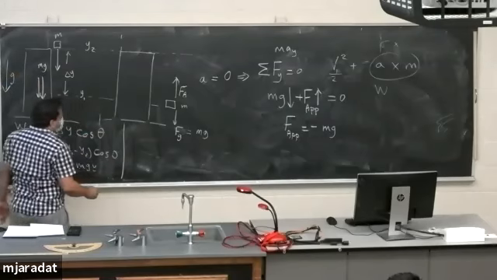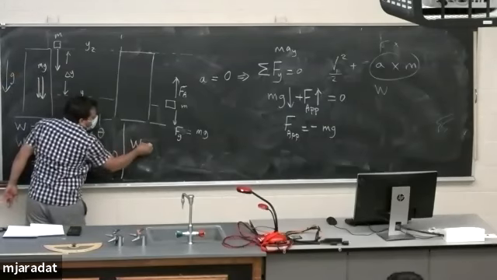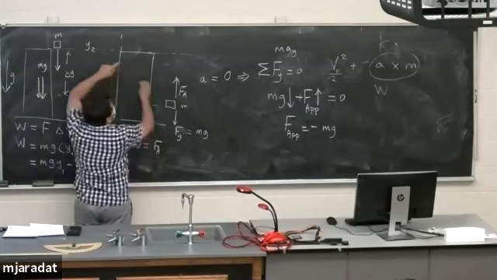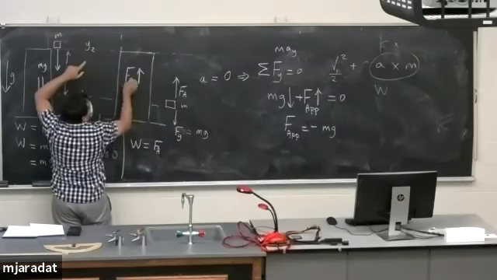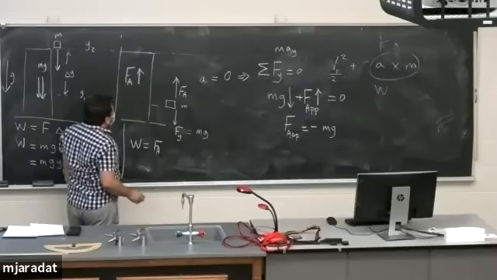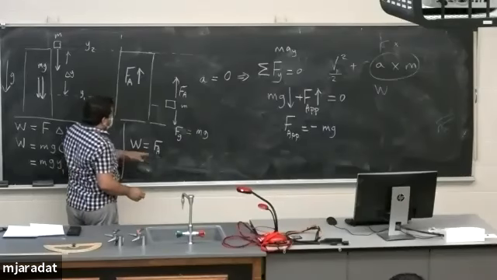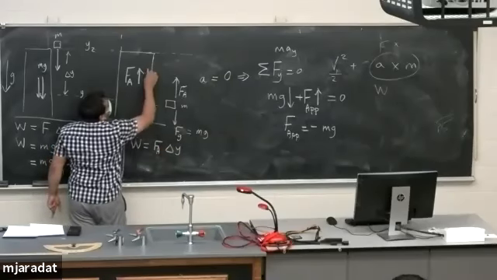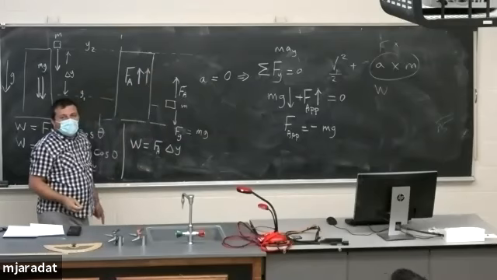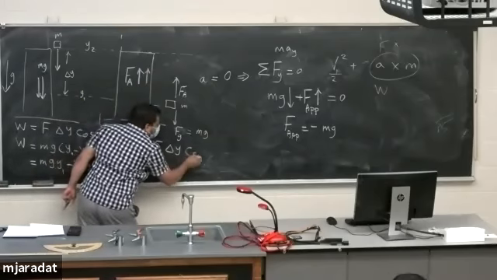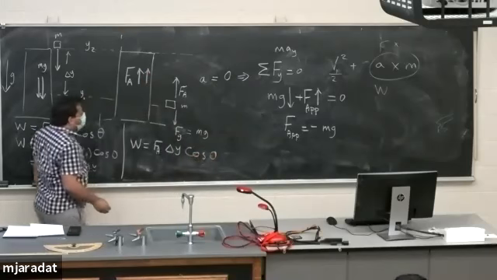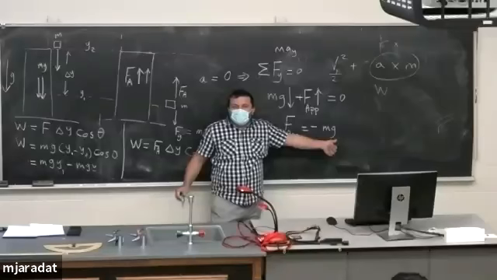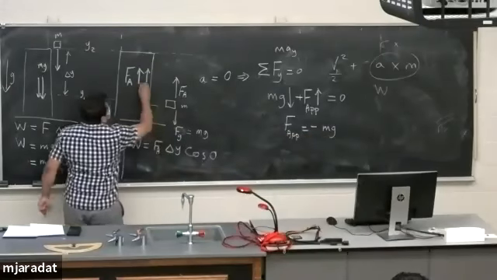In this case, I have the work is equal to the applied force, which is upward, times delta y. Delta y is also upward. Okay. Cosine 0. But F applied is negative mg. This is mg.